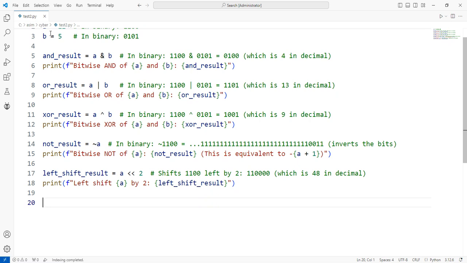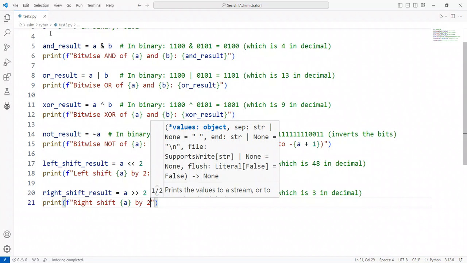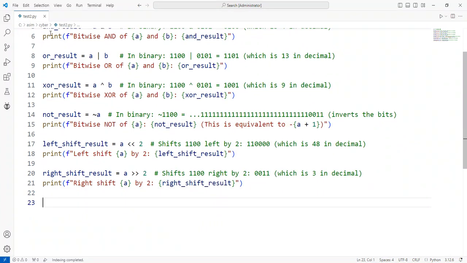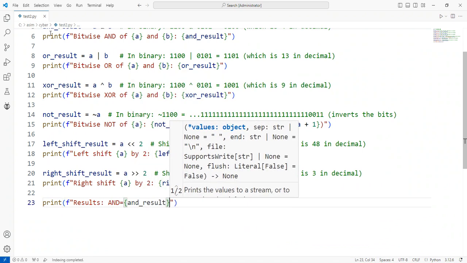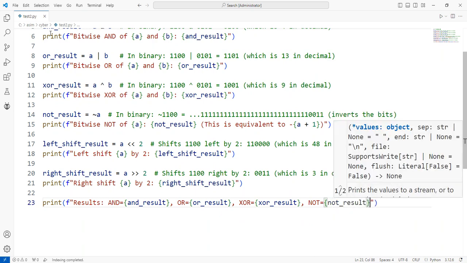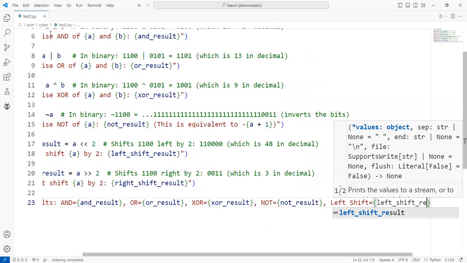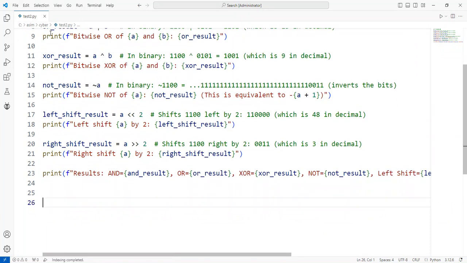Bitwise right shift operation. The right shift operation shifts all bits to the right by the specified number of positions. Summary of results. Now run our code.